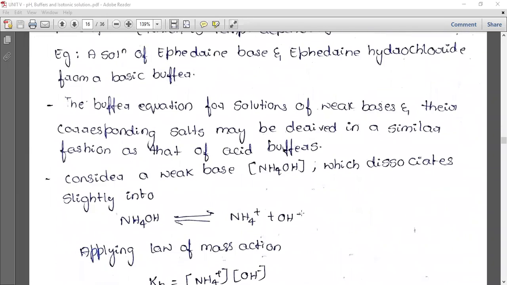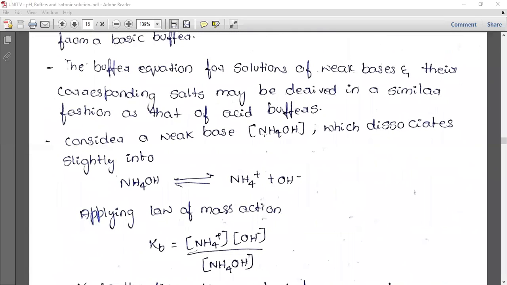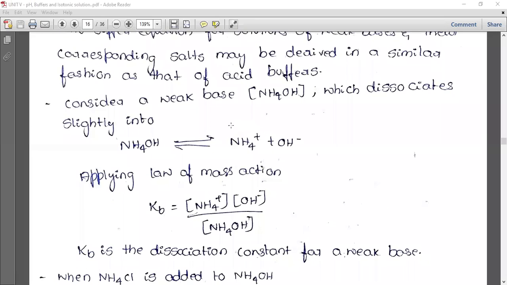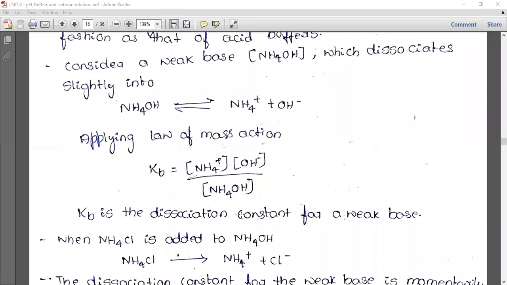So similarly, consider a weak base like ammonium hydroxide and a salt which is ammonium chloride. This is a weak base, so it dissociates slightly into ammonium ion and hydroxyl ion. If we apply law of mass action to this equation, we get Kb. Kb is the dissociation constant for a base, equal to the concentration of NH4 plus into the concentration of OH minus divided by NH4OH. Kb is the dissociation constant of the weak base.